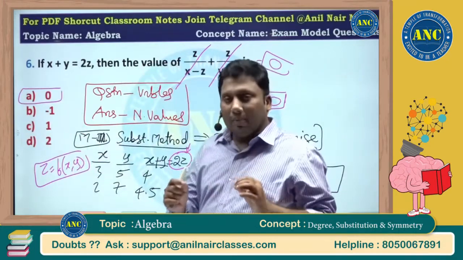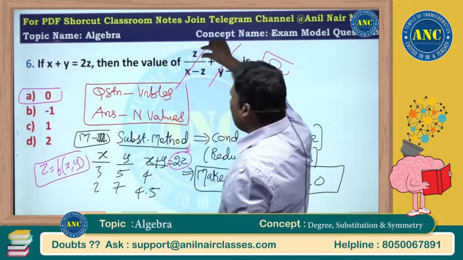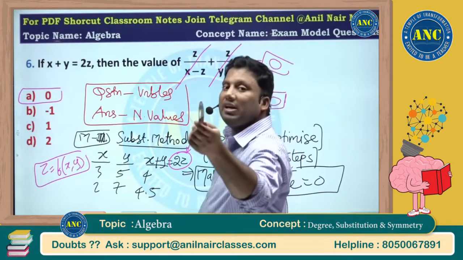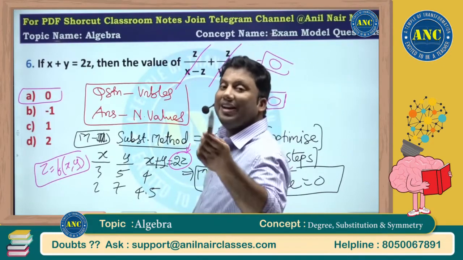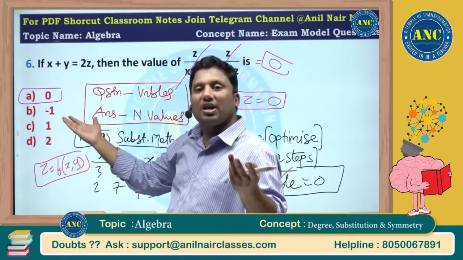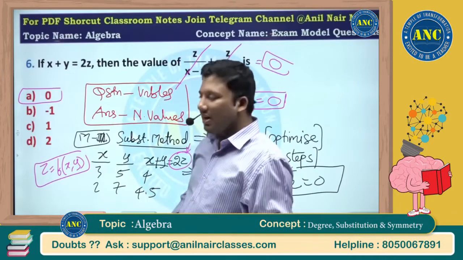Always remember, if you see this kind of question, the degree method cannot be used. The degree is 1 here. 1 minus 1 degree is 0. If the degree is 0, all are constants. All the answer options are constants. The degree method cannot be used.